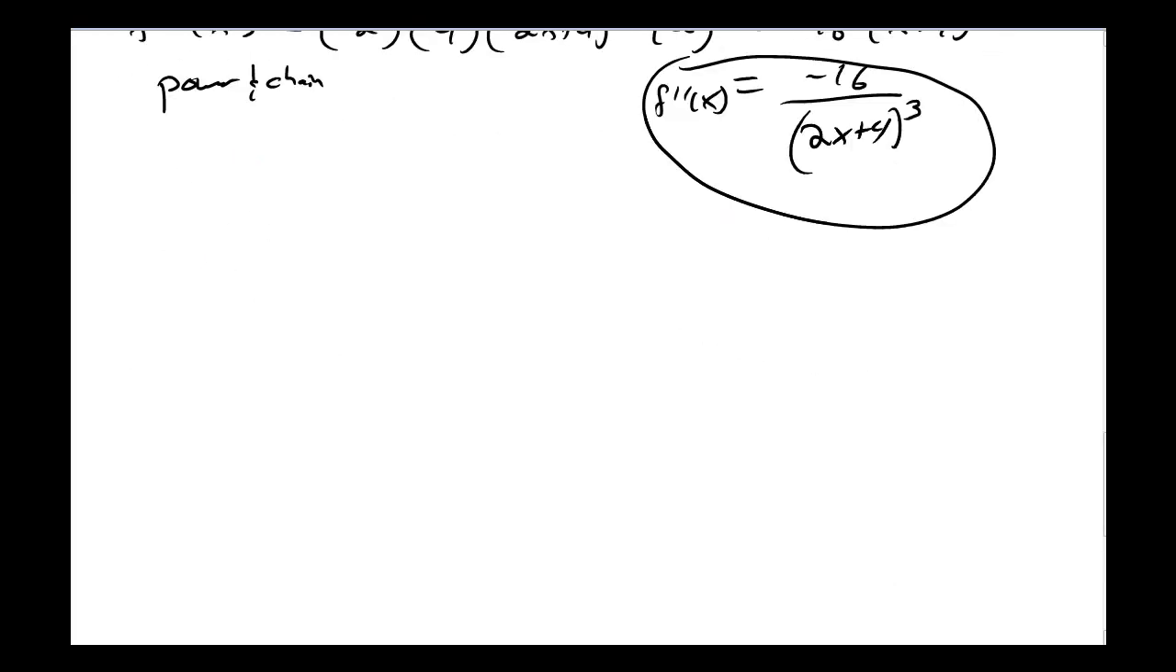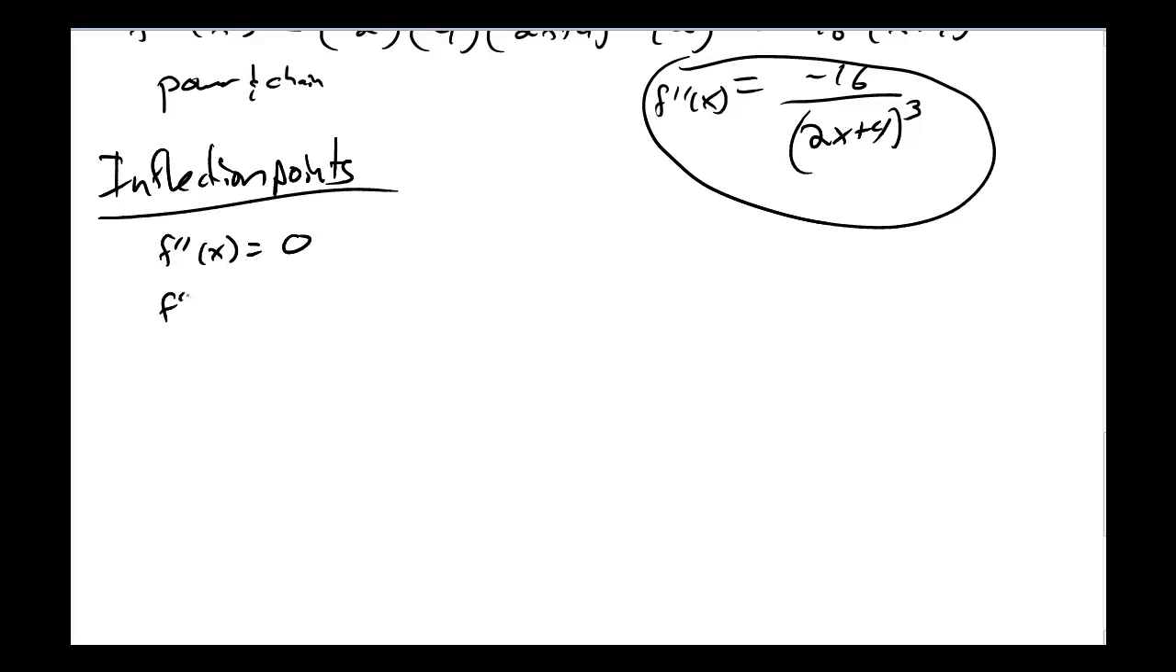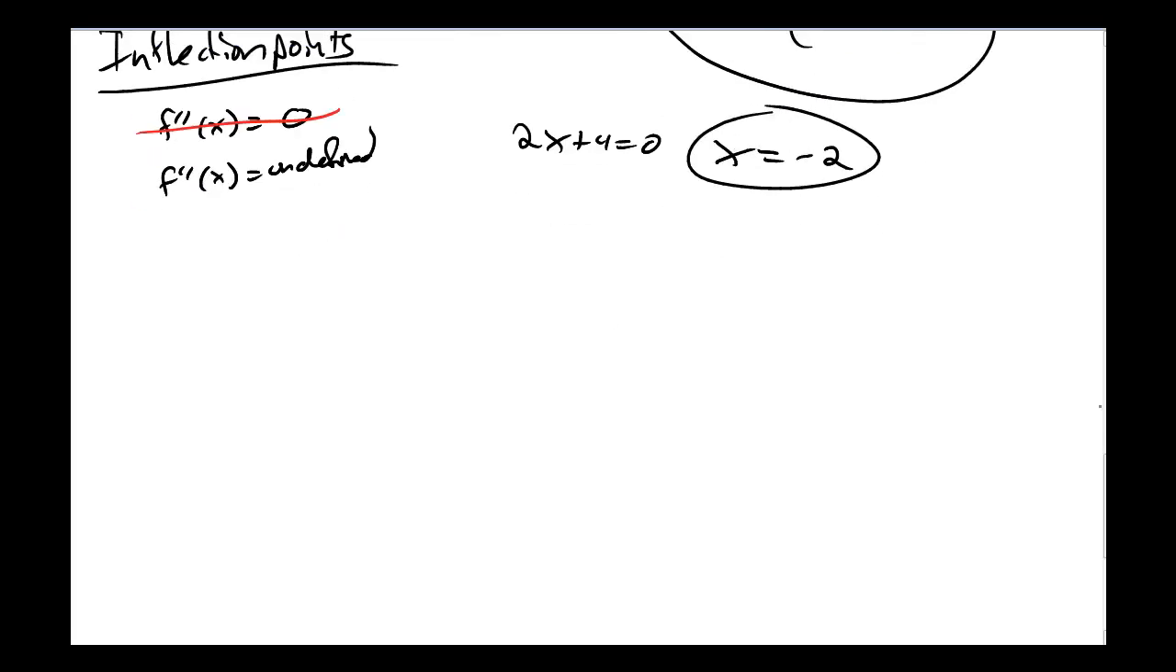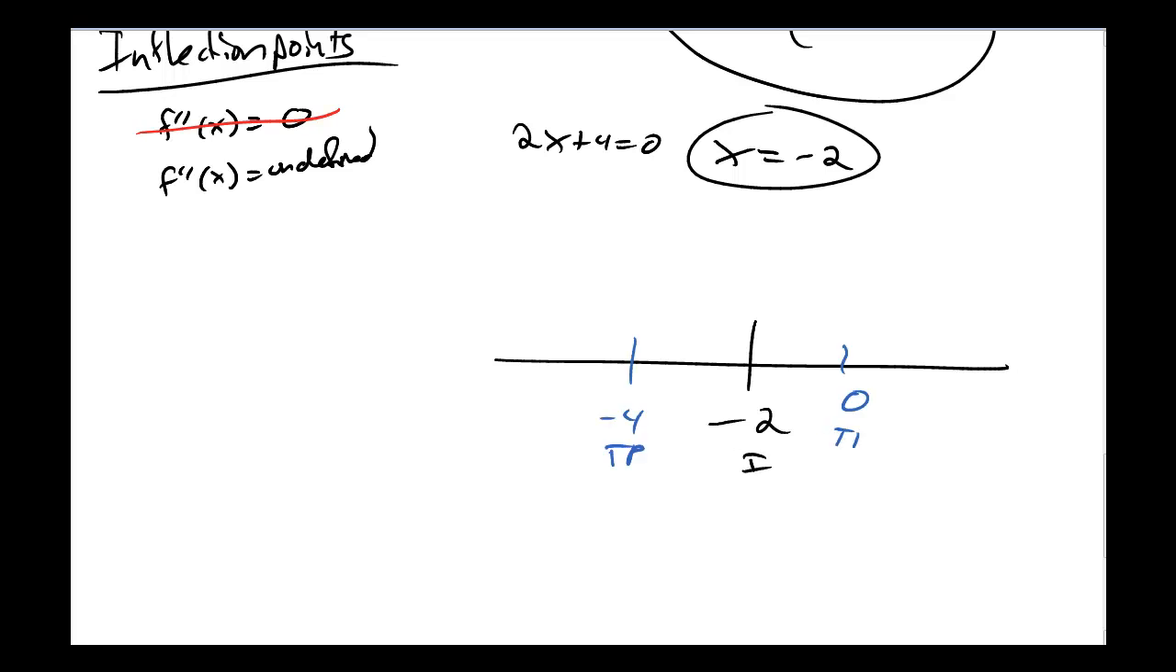I'm going to use this to find inflection points. And inflection points occur when either my second derivative is equal to 0, or when my second derivative is undefined. Again, because there's a negative 16 here on top, I'm not going to have a place where my second derivative is equal to 0. That's just not going to happen. And once again, because the bottom part is 2x plus 4 equals 0, x equals negative 2 once again becomes my only inflection point.